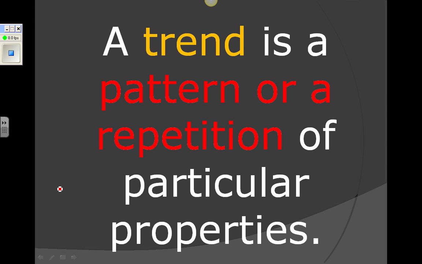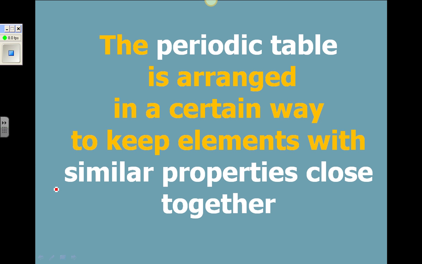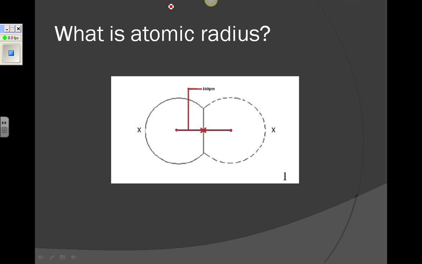In this class, you've already seen the trend of density in the periodic table. The periodic table is arranged in a certain way to keep elements with similar properties close together. And we especially talked about valence electrons and how those are related to groups. Today we're going to look at the trend of the atomic radius, and essentially the size of the atom as well.